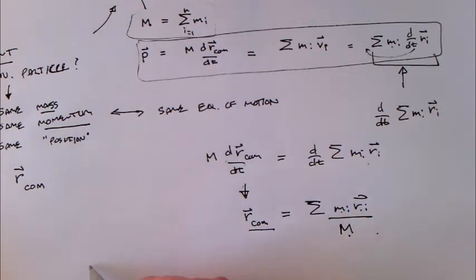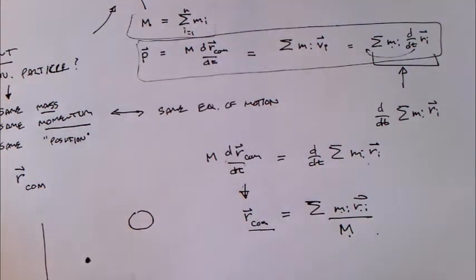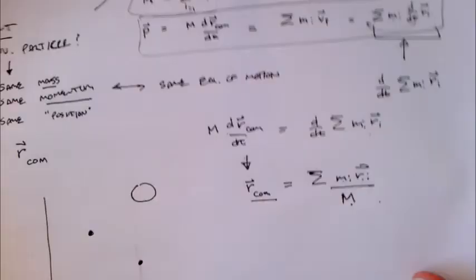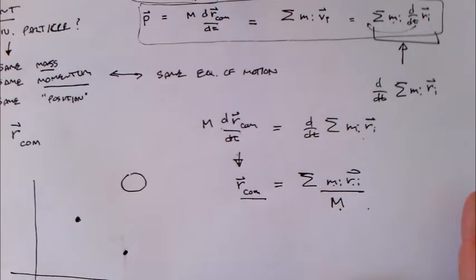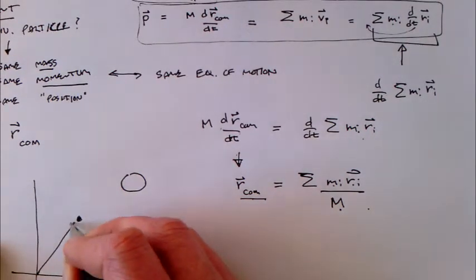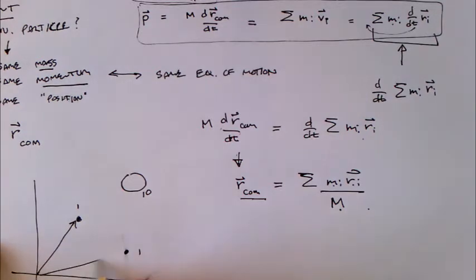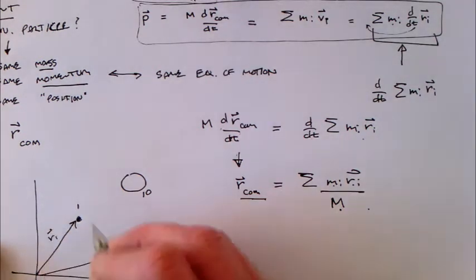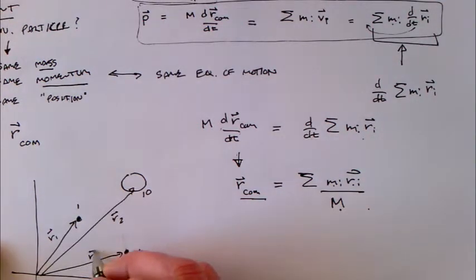So if I imagine having some system that has a little mass here and a little mass here and a great big mass over here, and I wanted to find the center of mass of that system, well, in order to do so, I would basically say, okay, let's say this has a mass of 1, this has a mass of 10, this has a mass of 1, right? There's R1, there's R2, and there's R3, right?